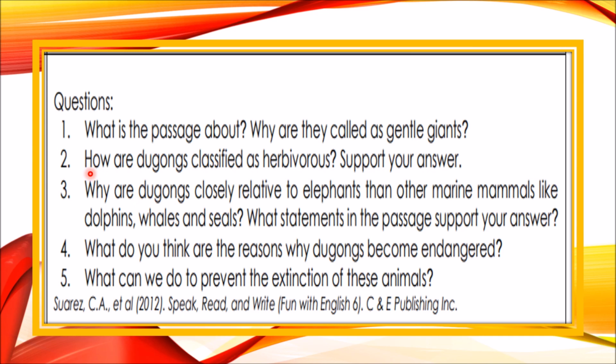Second, how are dugongs classified as herbivorous? Support your answer. Third question, why are dugongs more closely related to elephants than other marine mammals like dolphins, whales, and seals? What statements in the passage support your answer? And number four, what do you think are the reasons why dugongs become endangered? And fifth question, what can we do to prevent the extinction of these animals?